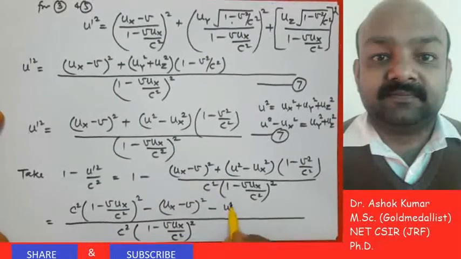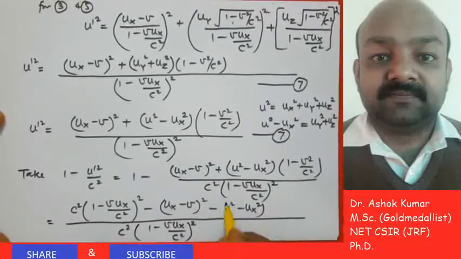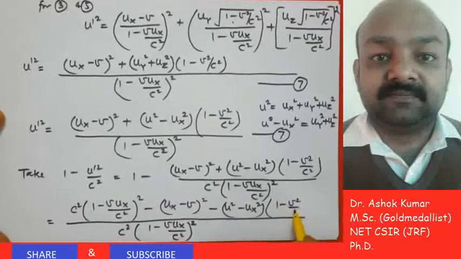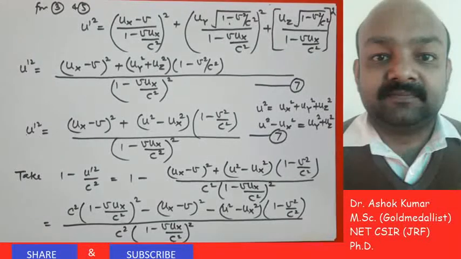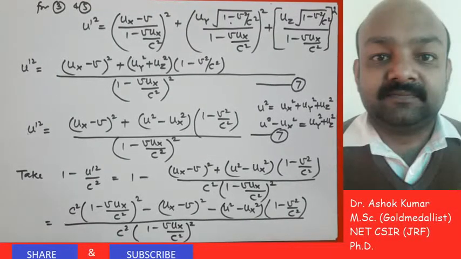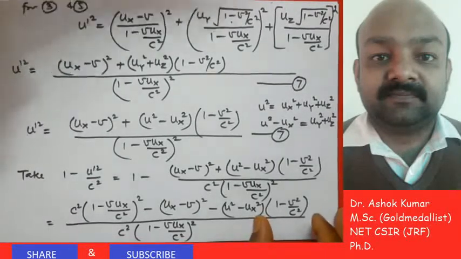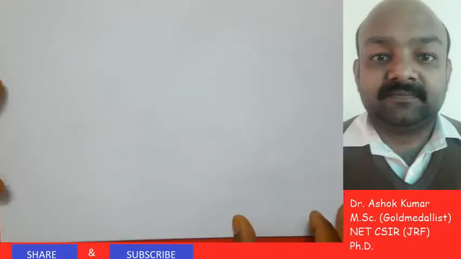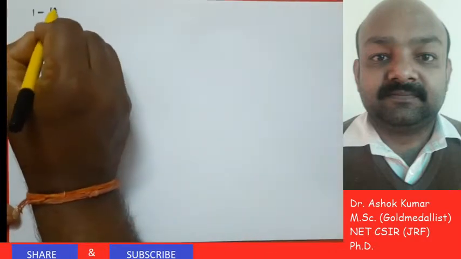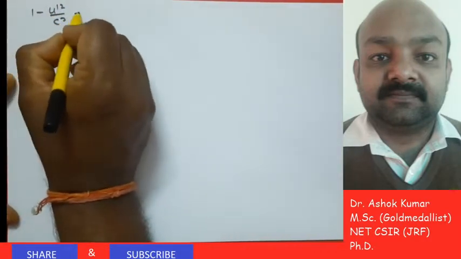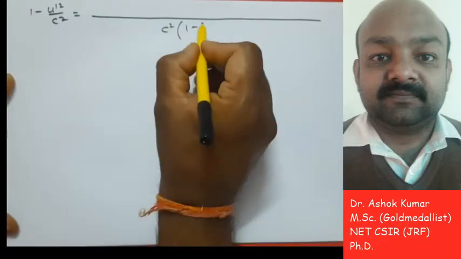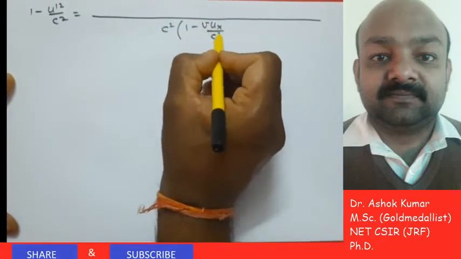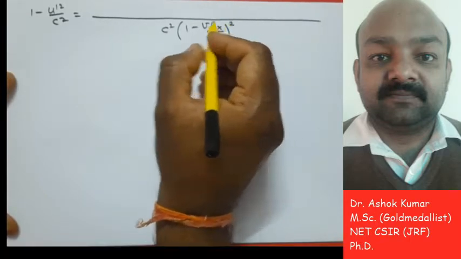Minus, so the sign changes. So now open the brackets and solve. We need a few simple mathematical steps. These are easy ones, you can do them yourself. Just follow the steps and do it yourself.